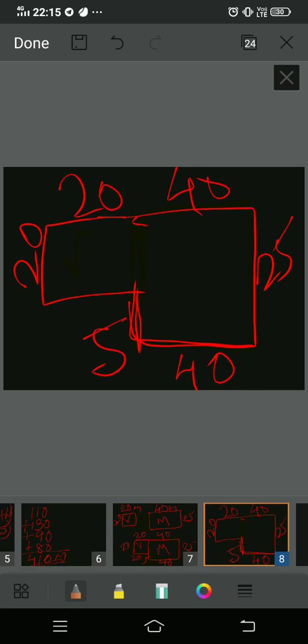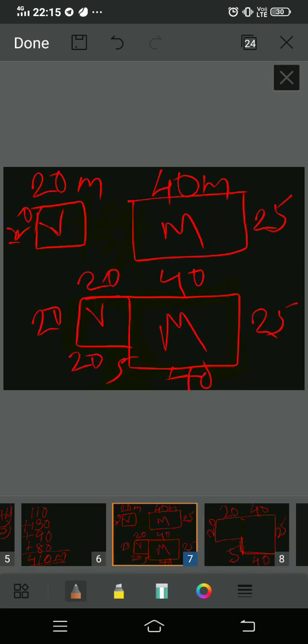Okay, this is the measurement now, children. Okay, I'm explaining again, listen to the explanation carefully. Veena's plot is this, the length and width is 20 meter, and Manoj's plot is this. Okay, length is 40 meter and the width is 25 meter. What we need to do is merge this. Merge this means join it together.